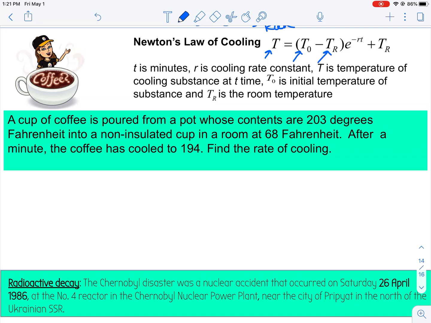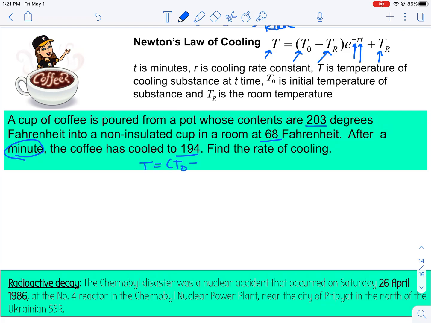It looks like a crazy equation, but this is your final temperature. This is your initial temperature. This is your room temperature, obviously just E. This is the rate. This is the time. And this is, again, room temperature. So in this problem, the coffee was originally 203. The room temperature is 68. And we want to figure out the cooling rate to get to 194 degrees. And the time here is just 1 minute.